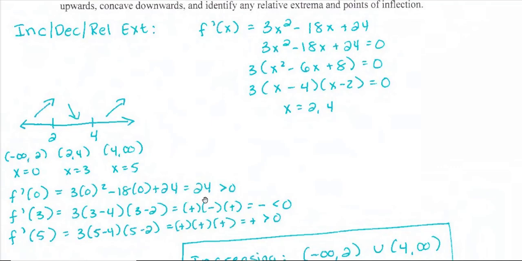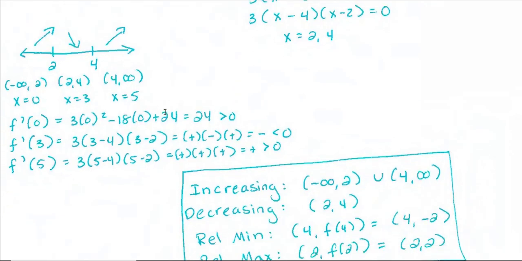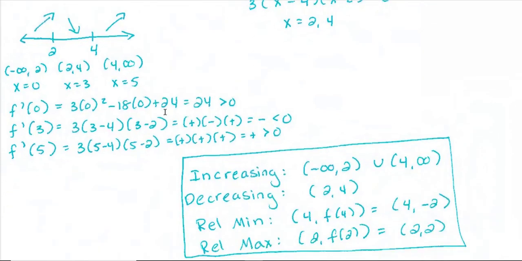Plug in 0, I get 24, which is positive, so I'm increasing. Plug in 3, I get a positive times a negative times a positive, which gives me a negative, so I'm decreasing. Plug in 5, I get a positive times a positive times a positive, which is a positive, so I'm increasing again. So using the first derivative, I can see that my original function is increasing from negative infinity to 2 and from 4 to infinity. It's decreasing from 2 to 4.